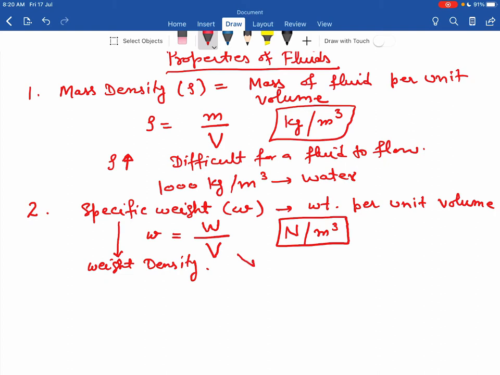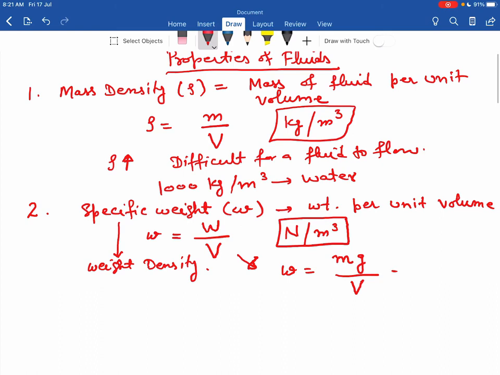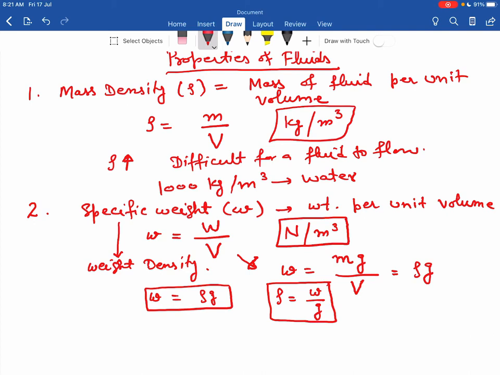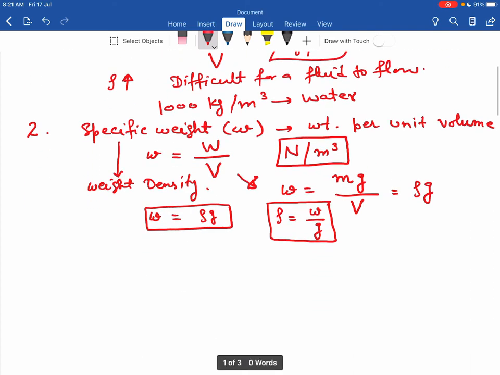So from this formula, now we can write W as weight, which is m into g, mass into acceleration due to gravity, divided by volume. So m upon v is rho. So W we can also write as rho g, or rho you can write as W upon g. Okay, so this is specific weight or weight density.